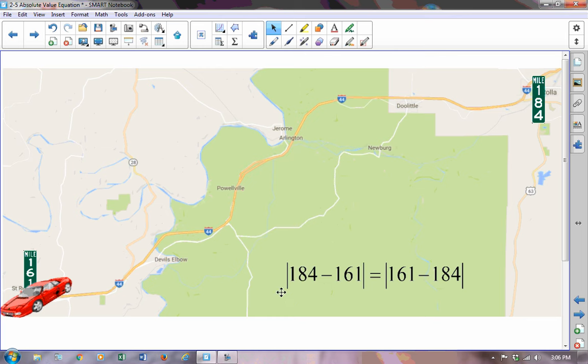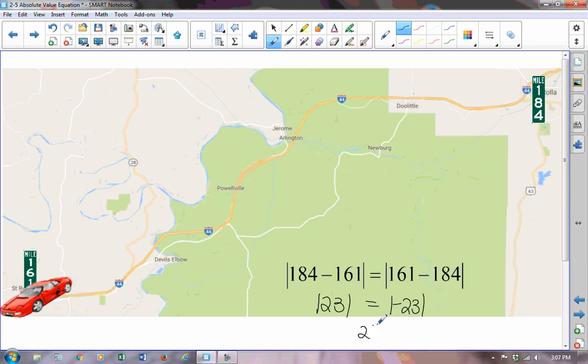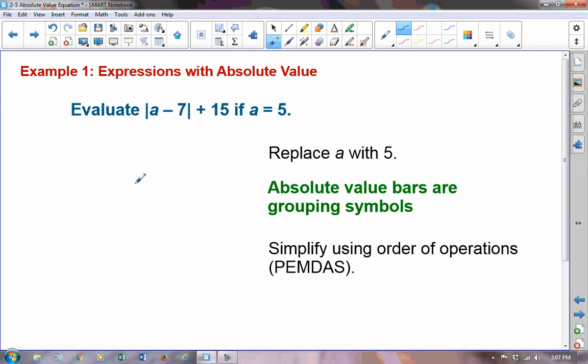The distance that you travel, whether you are going to Rolla or coming back, is the same. If you go start minus finish, finish minus start. So the finish going to Rolla, you ended up at exit 184, but you started at exit 161. And then you flip that around when you headed back. But that value is going to be the same. This is the absolute value of 23, which is equal to the absolute value of negative 23. So both the distance traveled, whether going east or going west, is the same. It's 23 miles. So there's an understanding of absolute value in the real world.